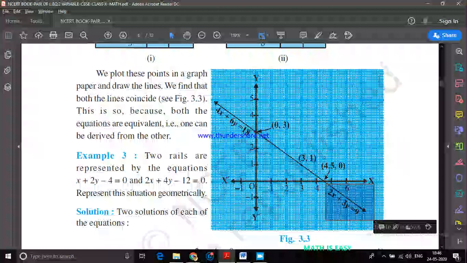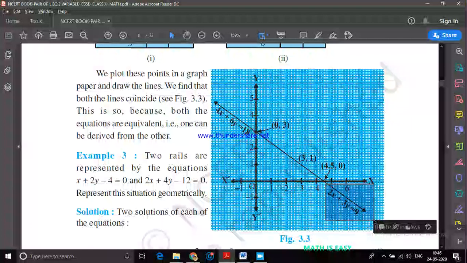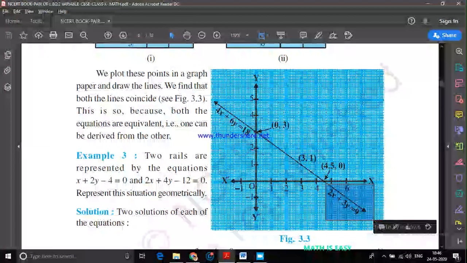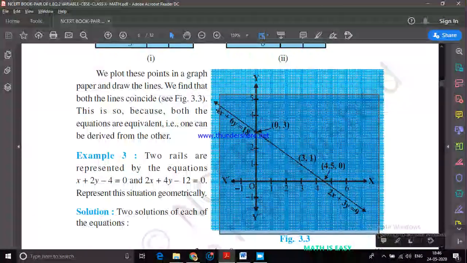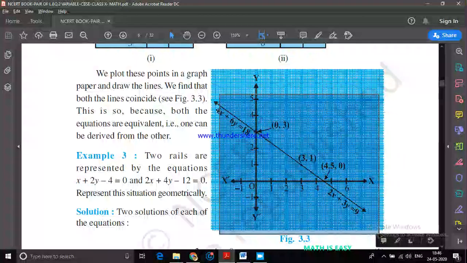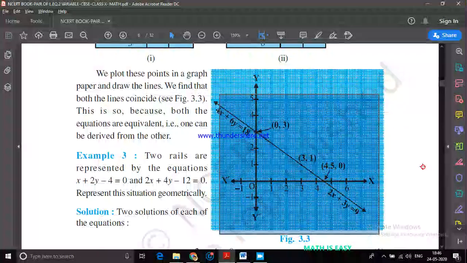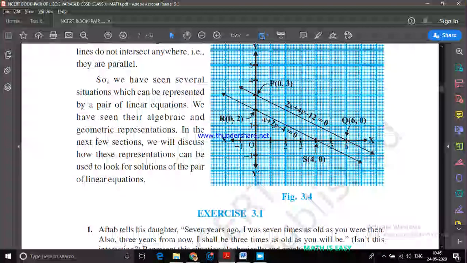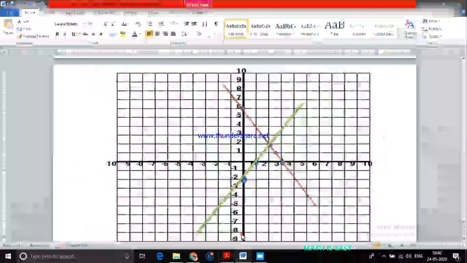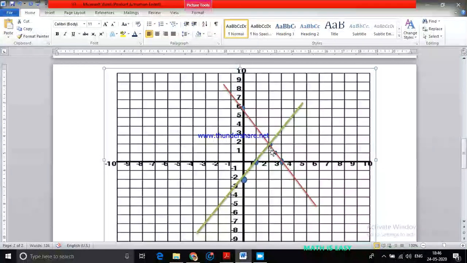So hence coincident means one line will come upon the second line. If one line is coming upon the second line, that's why your graph looks like there is only one straight line. But this straight line will represent both the equations. Is it clear? So the graph of coincident lines will always overlap. It seems to be one line only. And the graph of parallel lines, if the lines are parallel, then both the lines will never intersect at any point. And if there is a unique solution, they intersect at one point.